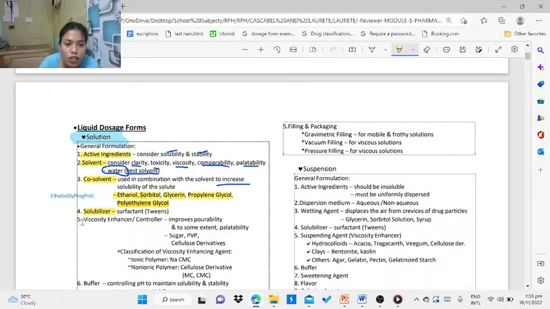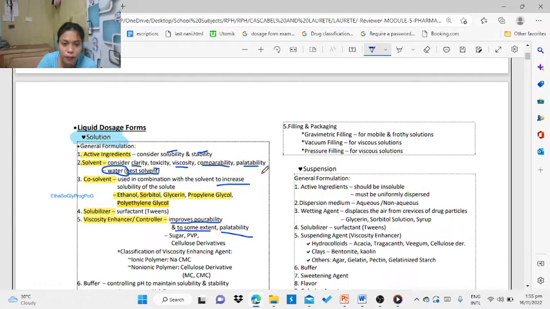Next, we have viscosity enhancer and controller. So, what is the purpose of viscosity enhancer and controller? This improves durability, palatability, and to some extent, viscosity. For example, sugar derivatives.